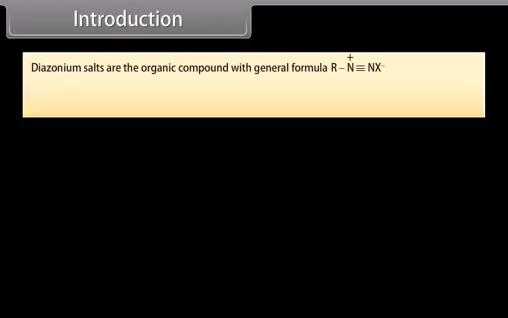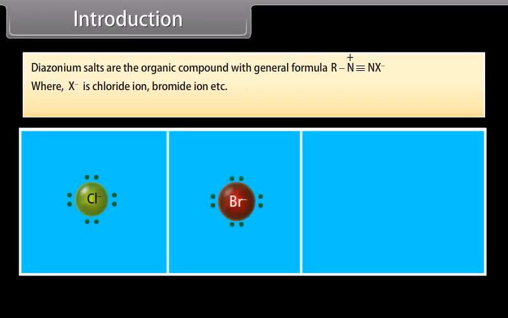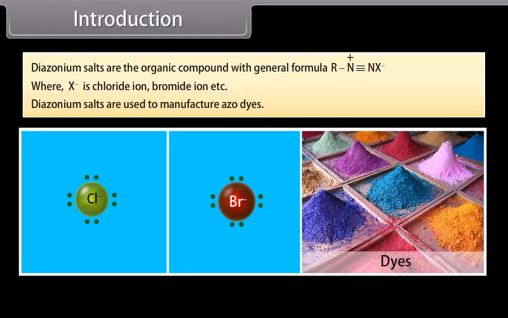Diazonium salts are the organic compounds with general formula RN2+ X-, where X- is chloride ion, bromide ion, etc. Diazonium salts are used to manufacture azo dyes. In this lesson, we will learn more about amines and diazonium salts.